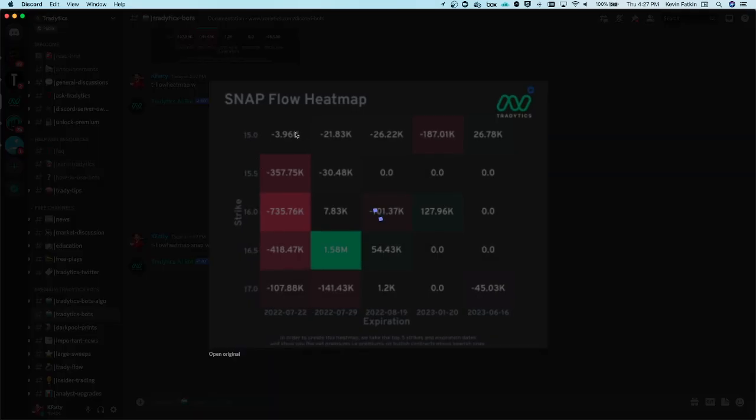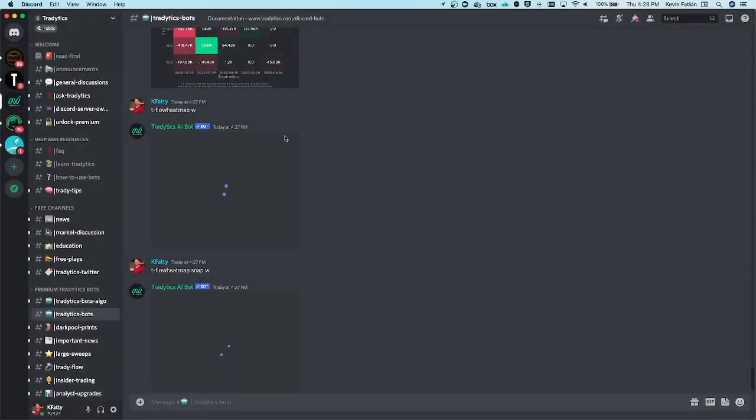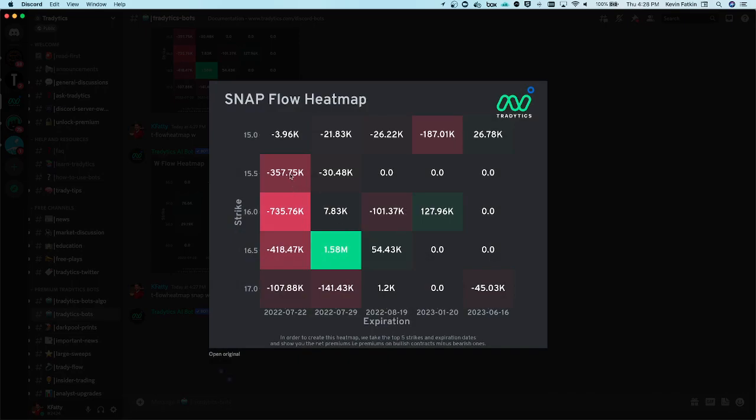Let's look at it for the day, and we can see here that all these premiums, all for tomorrow, are extraordinarily bearish overall. Anything from 17 to 15.5 is overwhelmingly bearish. Now the following week we do have some major bullish premiums at 1.6 million, but we're more so concerned with tomorrow. So I think this is actually looking good as of now. That's 7 for 7 in terms of Snap painting a bearish picture.